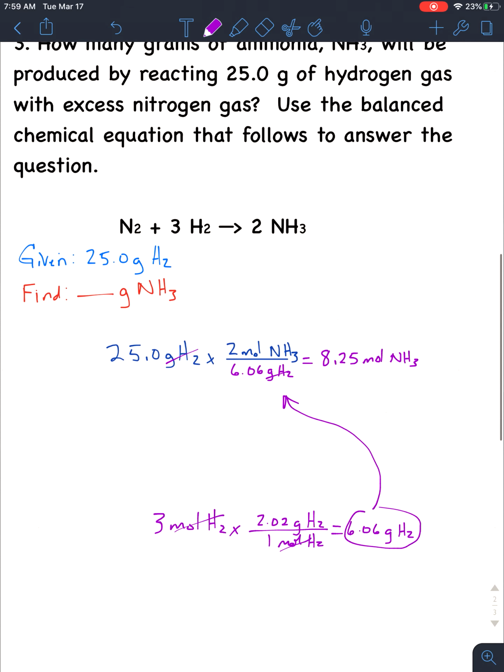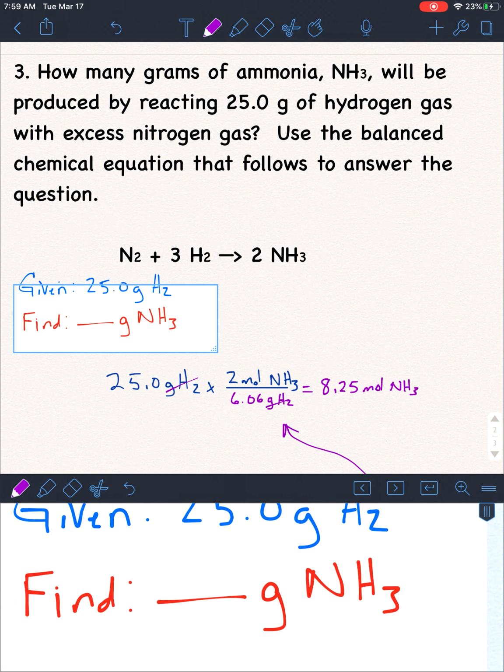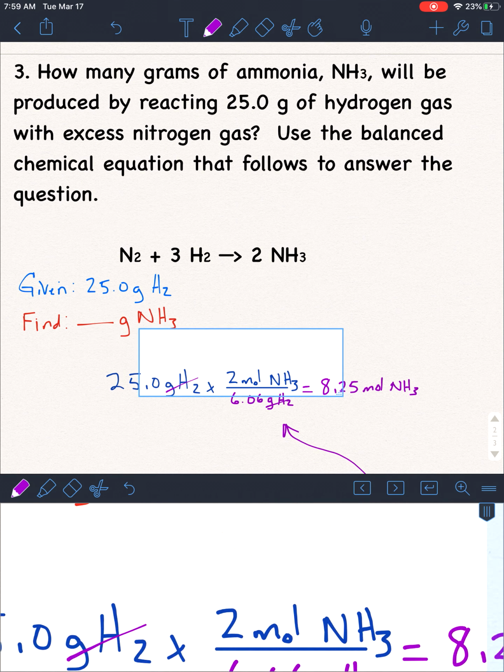Okay, so it looks like I'm done. But I always go back to the equation. I go back to what I'm looking for. I'm going back to what I need to find. And it says, oh, I need to find grams of ammonia, not moles of ammonia.